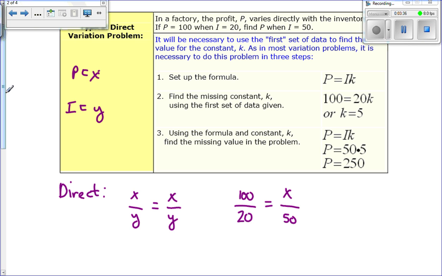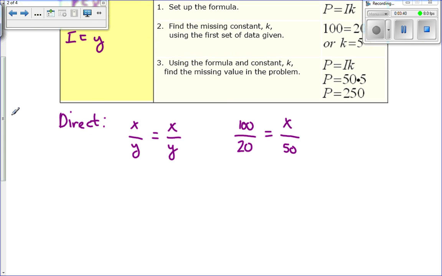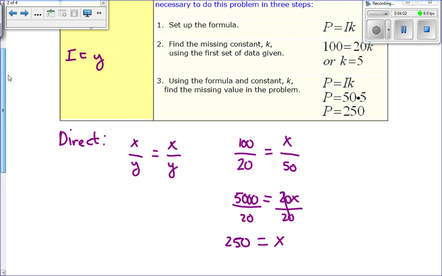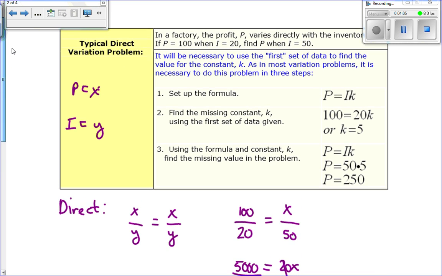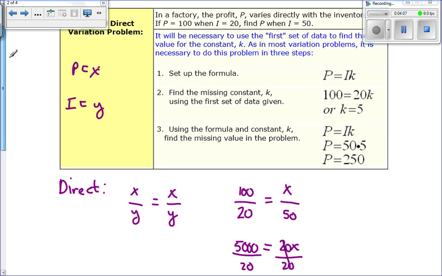So now I just have a proportion that I need to solve. So I cross multiply. 100 times 50 is 5,000 equals 20x. Divide by 20, and x is equal to 250. Personally, I think that method is a little bit easier than the one that they show you, but I wanted you to see that there are two methods. So you can set up your formula, find your constant of proportionality, and then substitute back in and find what you're missing.